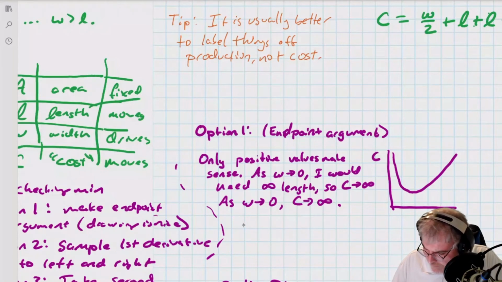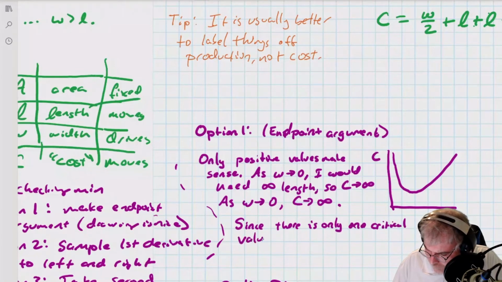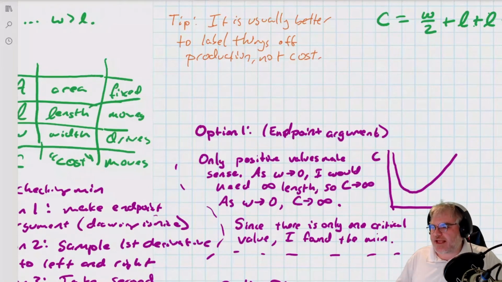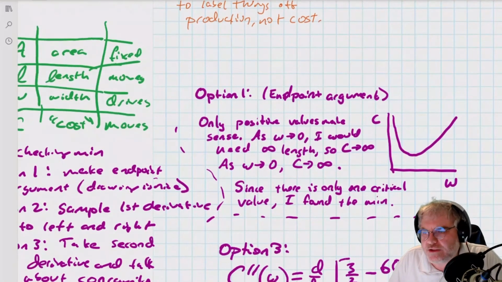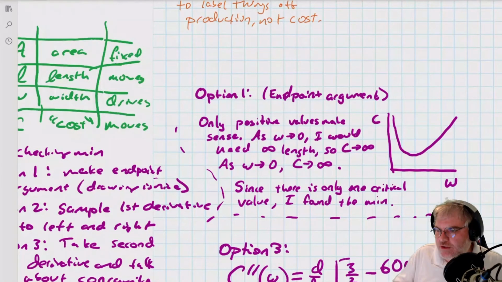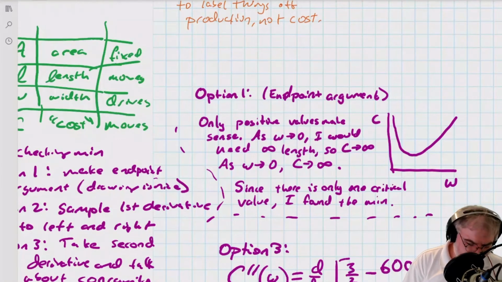Since there is only one endpoint, since there is only one critical value, I found them in. Okay. So how do we feel about making that kind of argument 1 to 5? Again, you don't have to do that. There's mathier ways to do it. But you can do it this way. And it's actually a very good way, making an argument about the endpoints.